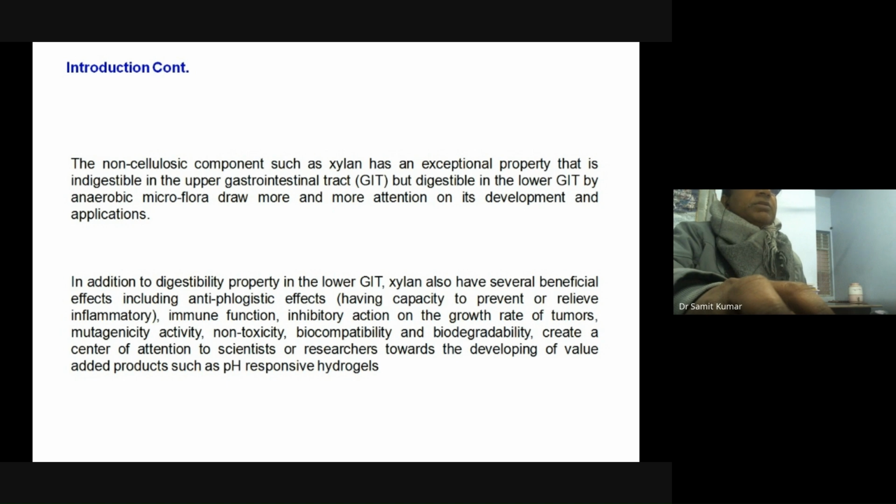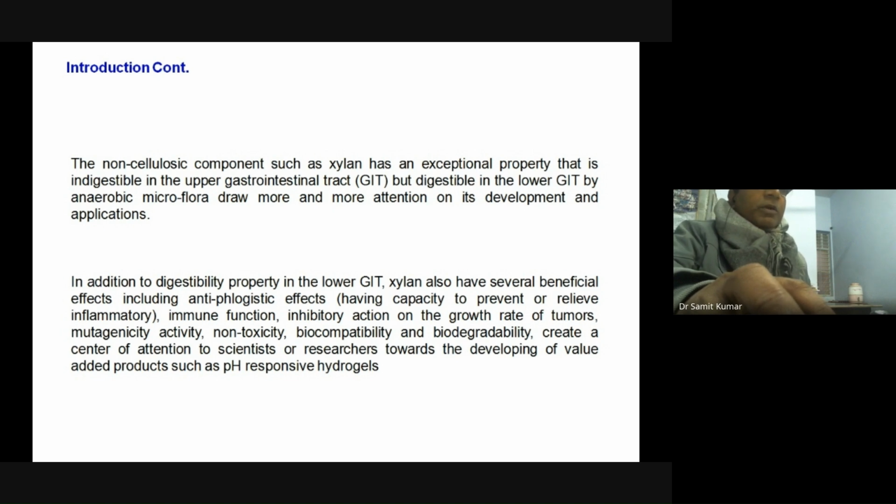This is the structure of hemicellulose, in which an acetyl group is also present. Some other components are also attached to the xylan monomer. This is the proposed methodology.